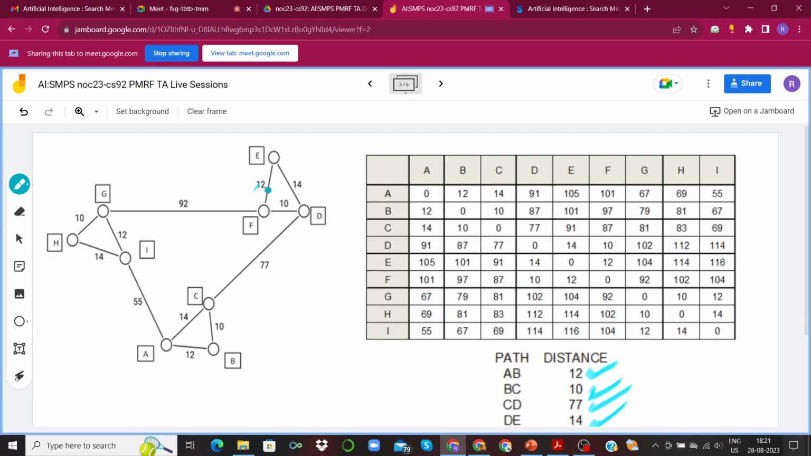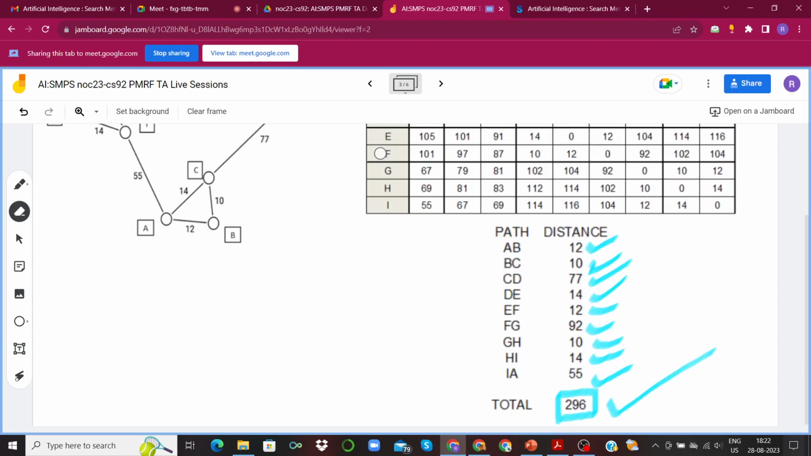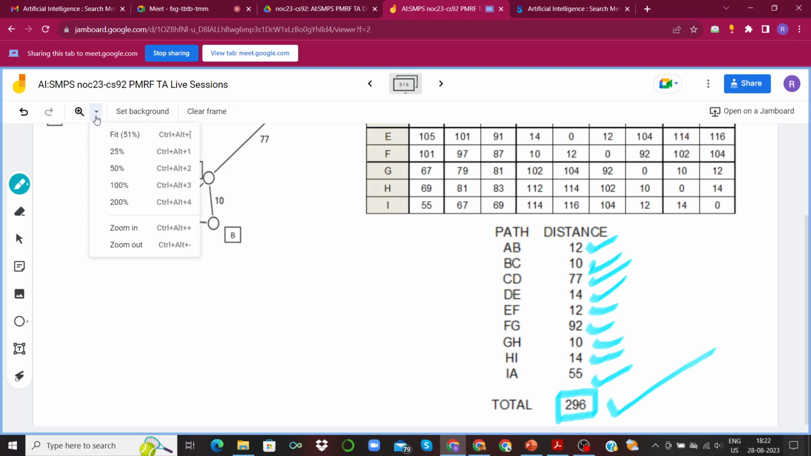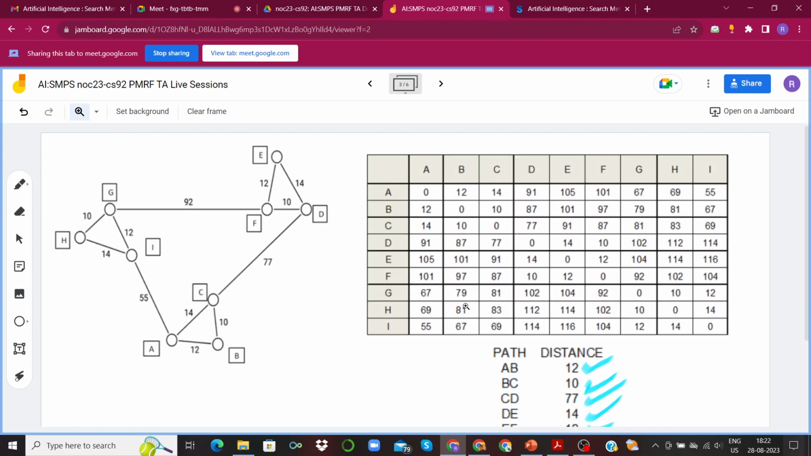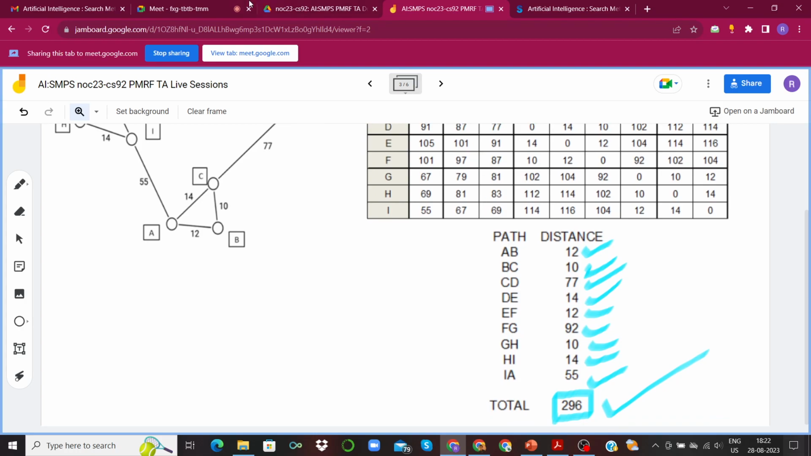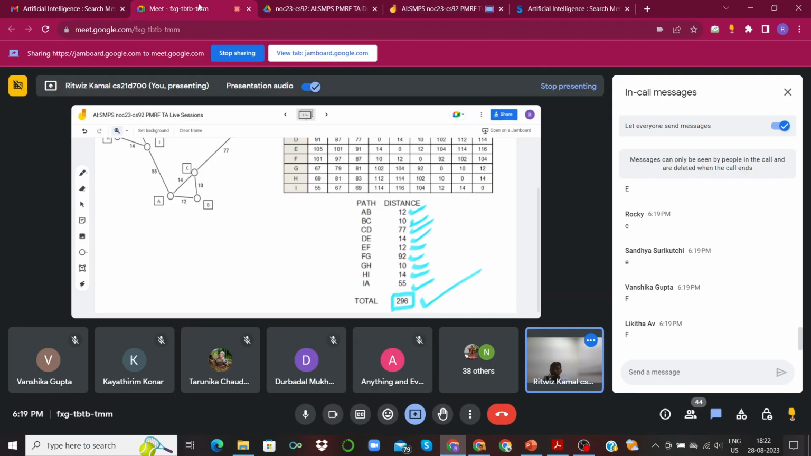Okay, and since this was a simple graph, we were able to solve it by hand, but that might not always be true for very large graphs. Okay, but for the sake of understanding how we should go about thinking about these optimal tours, this was a helpful example, I hope.